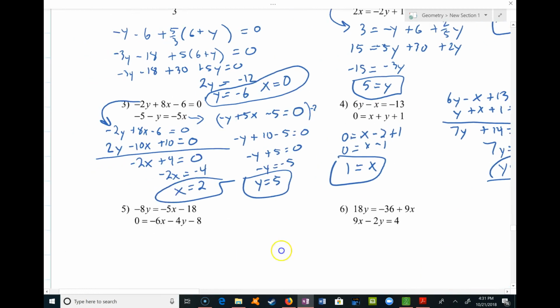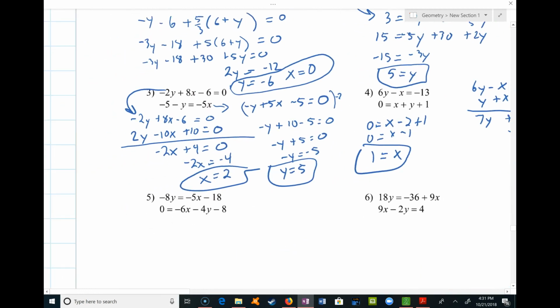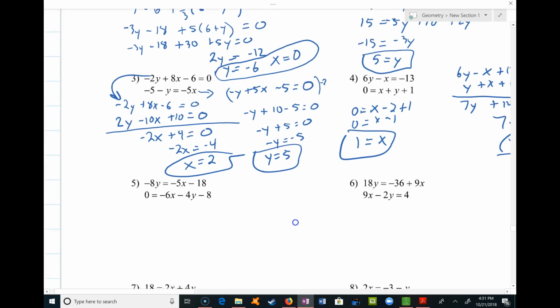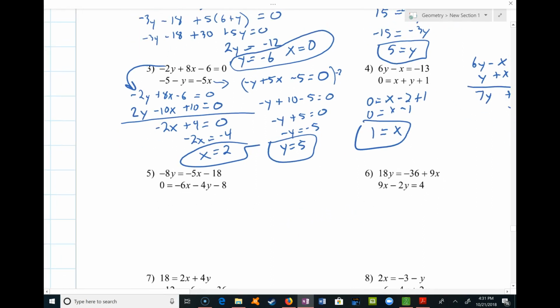Okay. Moving along here. Here's another one that, again, if I just move everything to the same side, it would probably work out good. So I'm going to rewrite both equations. So that would be 0 is equal to 8y minus 5x minus 18. And then down here, 0 is equal to, I'm just going to line them up so I can see them. That'd be negative 4y minus 6x minus 8.